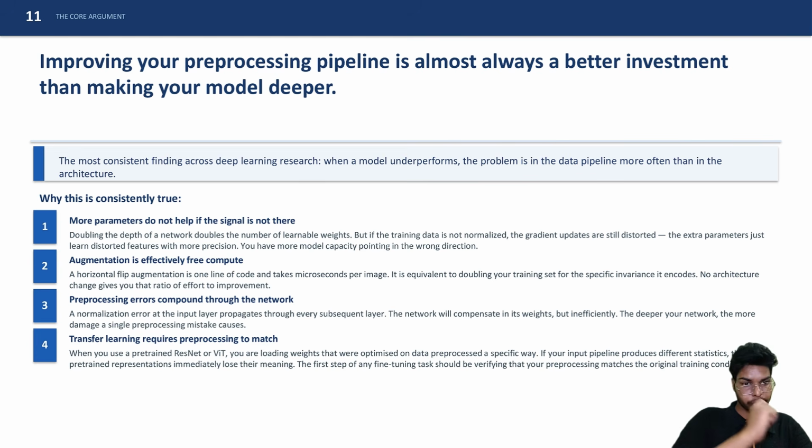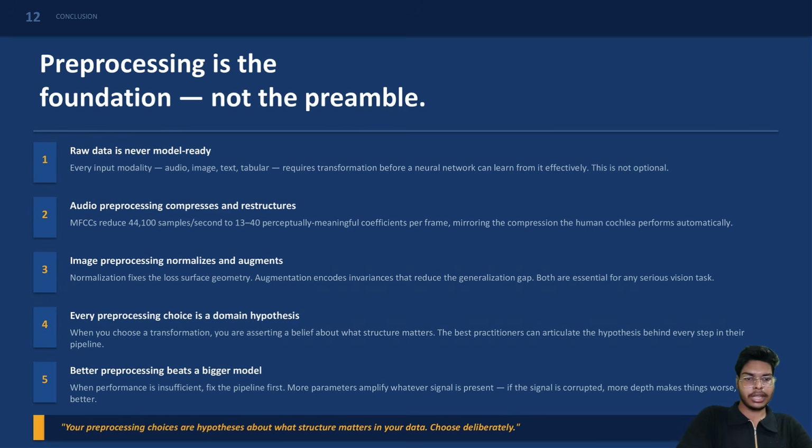Preprocessing errors compound through every layer. The deeper our network is, the more damage one upstream mistake can cause to the overall architecture. And for transfer learning, if our preprocessing doesn't match the original training conditions, the pre-trained weights immediately lose all of their meaning. The first question when performance is bad should never be should I go deeper? It's always is my pipeline correct?